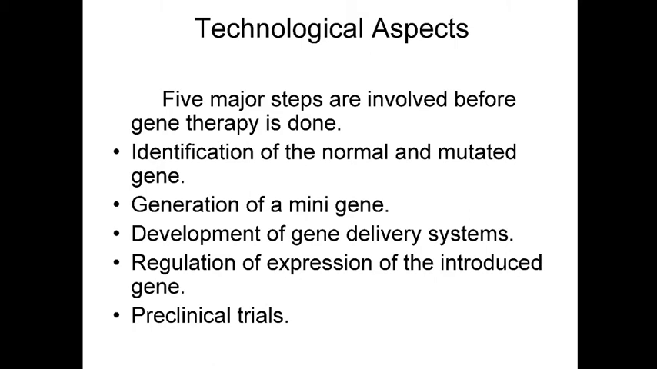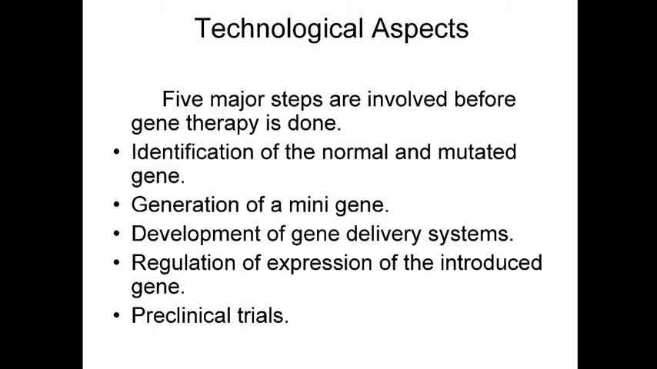Coming to the technological aspects of gene therapy, there are 5 major steps involved before gene therapy is done. The first thing is identification of the normal and the mutated gene. We have to see whether the gene is normal or mutated. If it is normal, no problem. If it is mutated, we have to go for gene therapy.